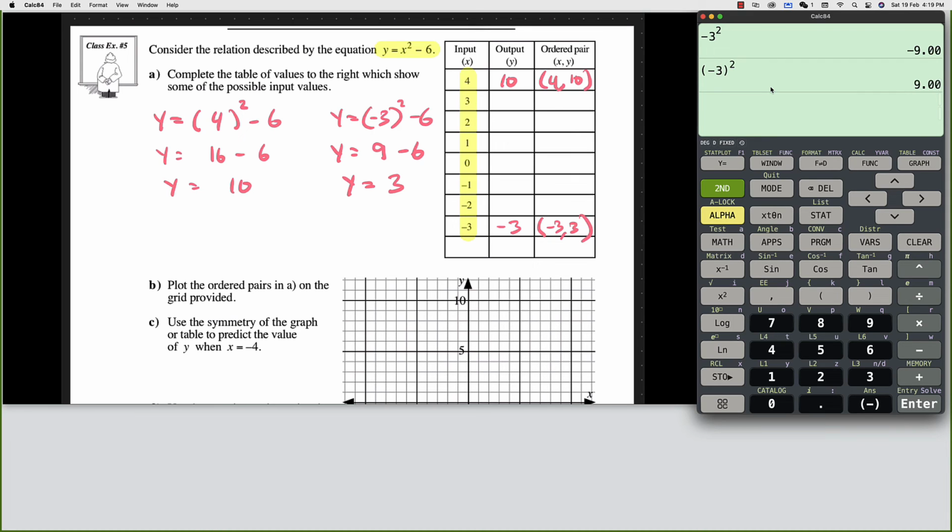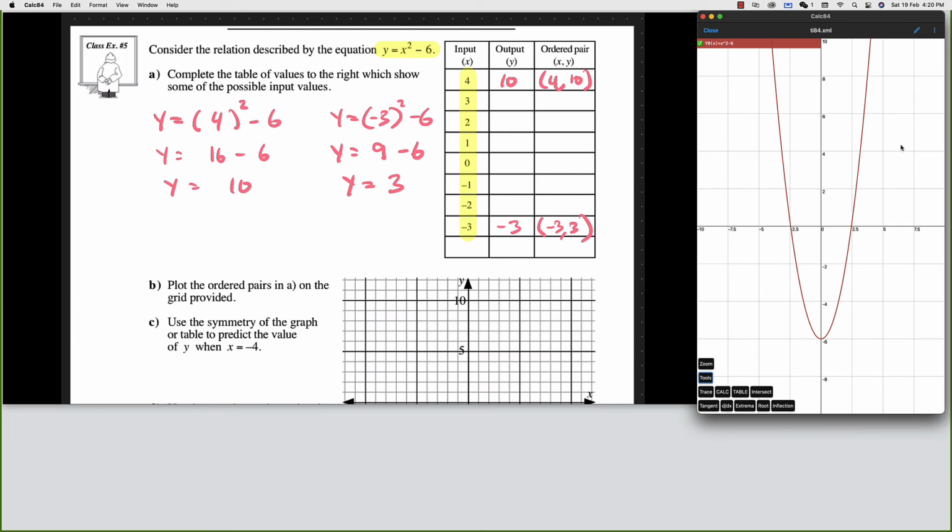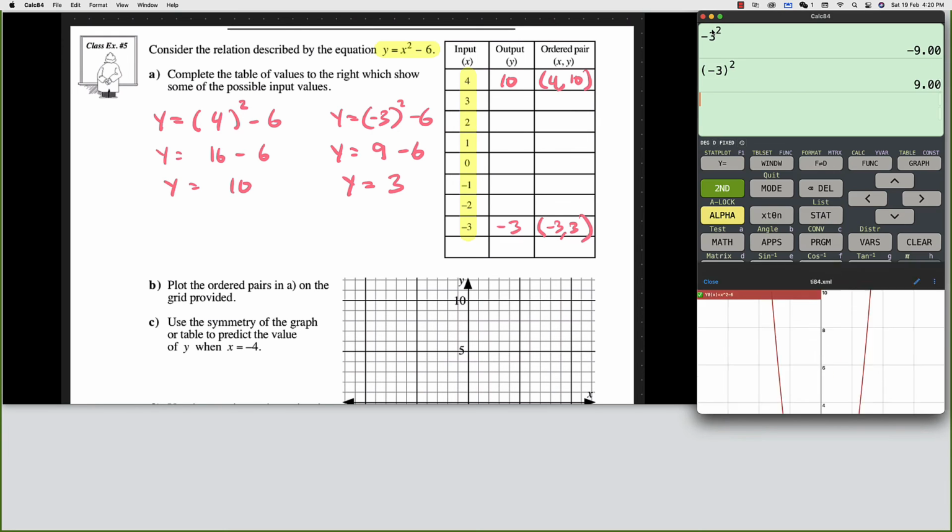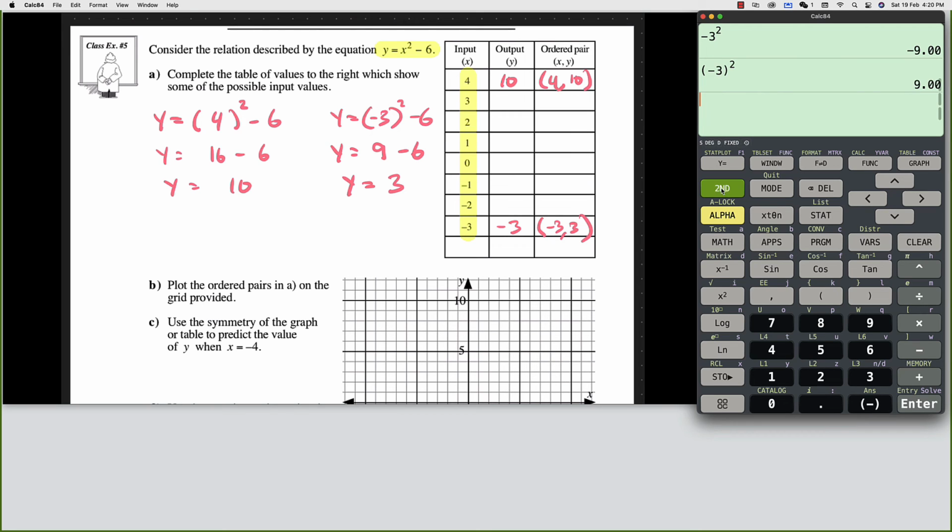Okay, now just as we did before with the last one, we can go on to our calculator right here, and we can say the equation is going to be x squared and then -6. And if I hit graph, you can see that we get the shape of a parabola. Now, what values do we have? We've got the values from +4 to -3, so I'll close this out. I'm going to go to second function and go to the table set.